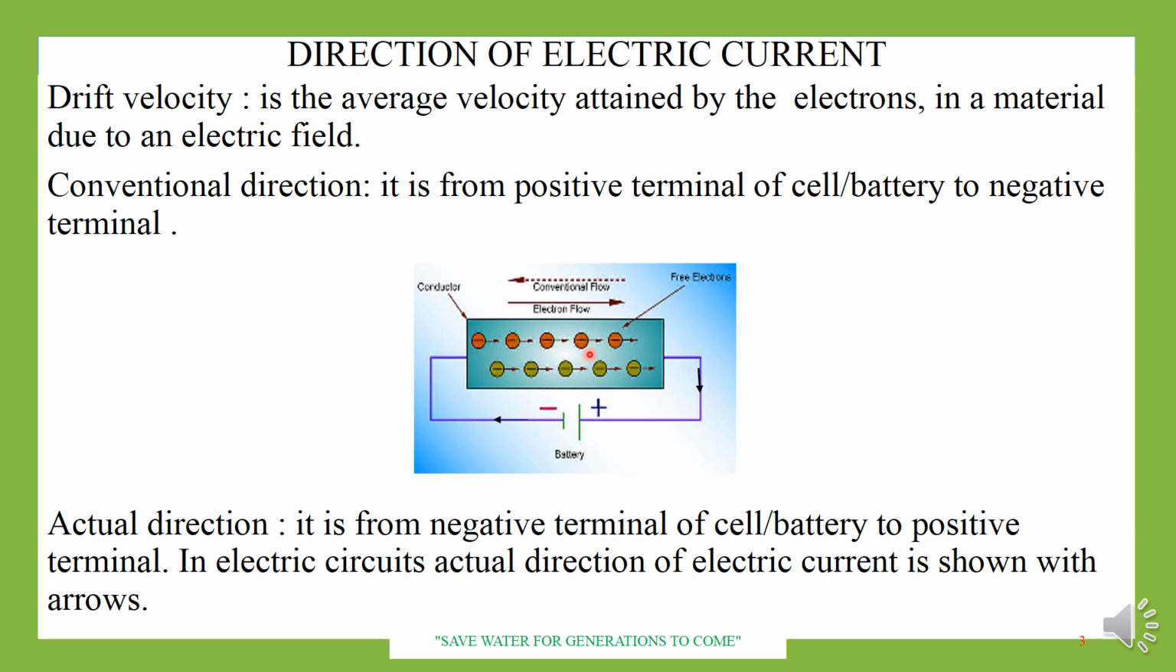So that is shown here in electric circuits. You can see this arrow is showing the actual direction of electric current, meaning the flow of electrons. These negative charge particles, electrons, are flowing from the negative terminal to the positive terminal here, right? The conventional direction is from the positive terminal of a cell or a battery to the negative terminal, and actual is from the negative terminal of a cell or a battery to the positive terminal. So in electric circuits, again here the actual direction of electric current is shown, right?